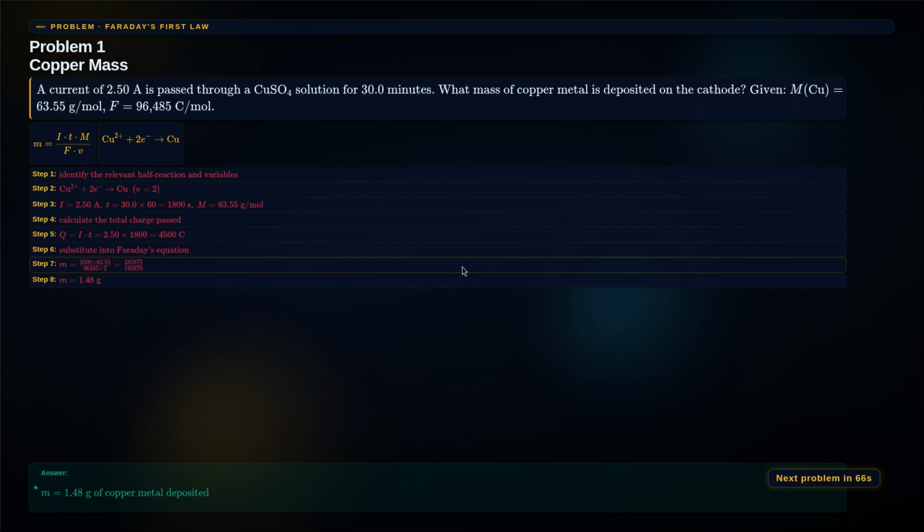Step 3. Apply Faraday's equation. Mass equals Q times M divided by F times v. That is 4,500 times 63.55 divided by 96,485 times 2. This gives 285,975 divided by 192,970. The answer is 1.48 grams of copper metal deposited on the cathode.